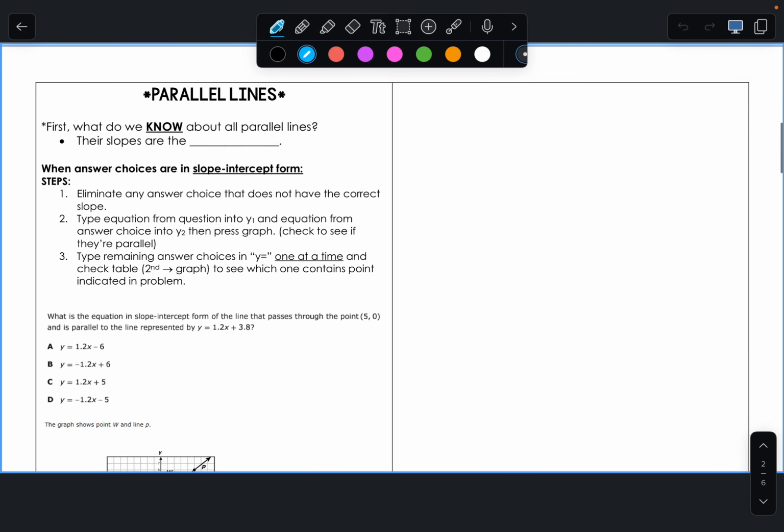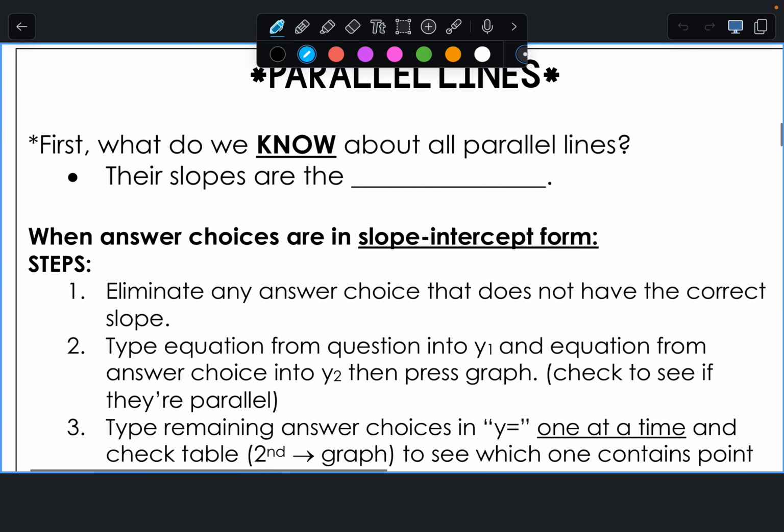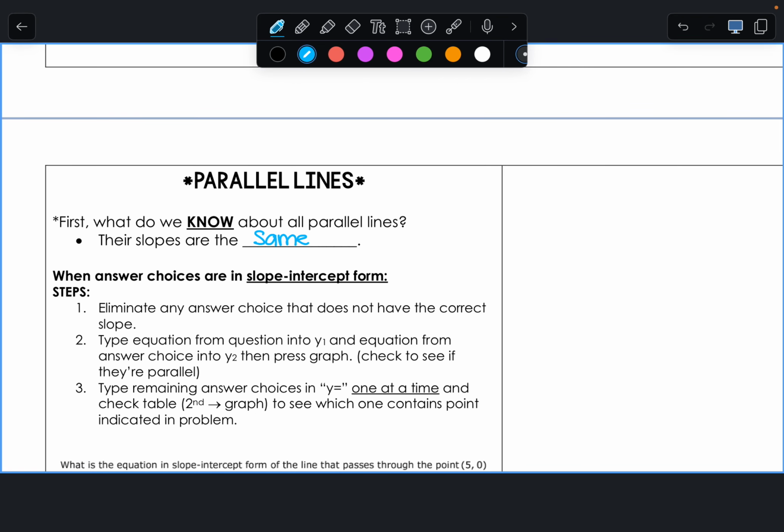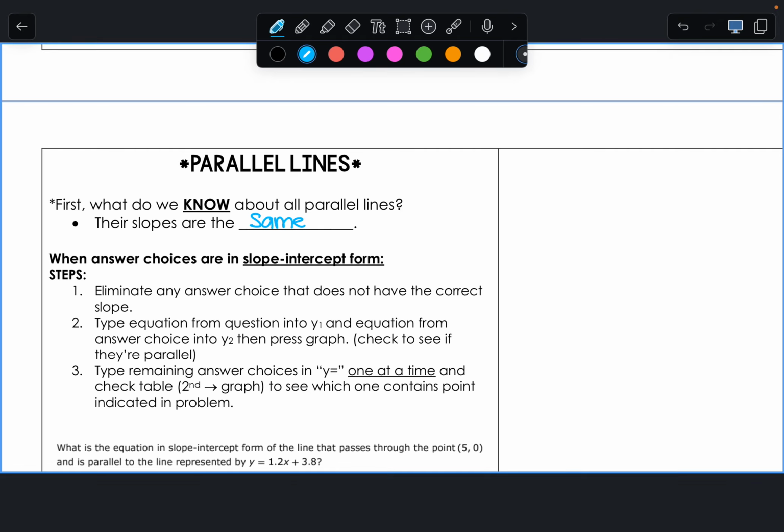All right, so parallel lines. First, what do we know or what should we know about all parallel lines? What is equal? The slopes are the same. Okay? So when your answer choices are in slope-intercept form, you want to eliminate any answer choice that does not have the correct slope.